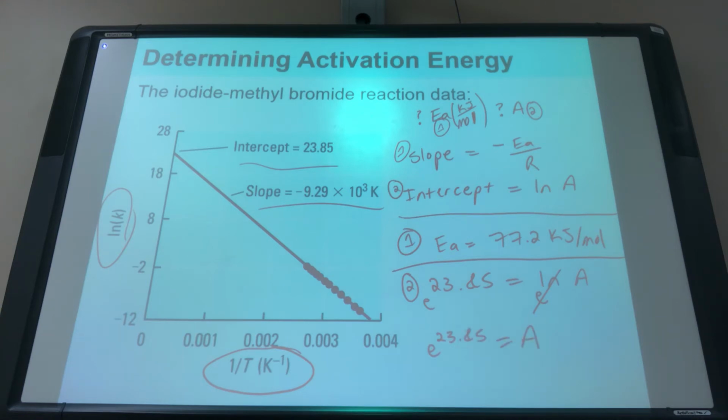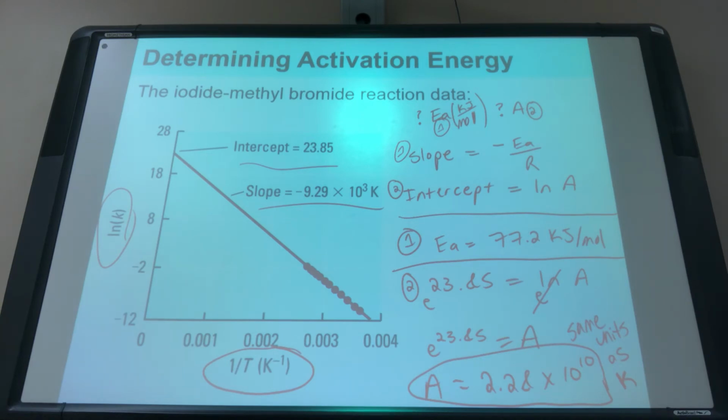But you can't just leave it like this. I want you to actually do the math, plug that in your calculator, and A is going to be 2.28 times 10 to the 10. Now, unit-wise, A ends up having the same units as K, but in this case, we aren't exactly sure what the units of K are, so I'm fine if you want to just leave it as a number. You don't have to worry about the units for this one.